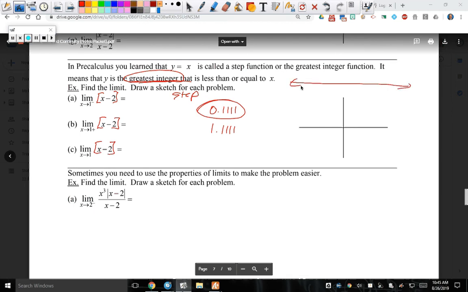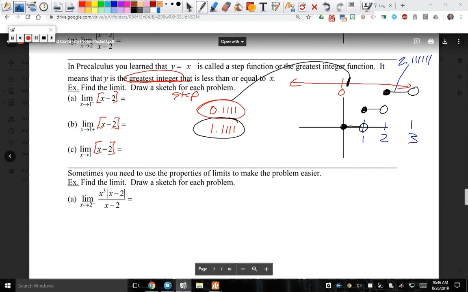On a number line, here's 0, and here's 0.1111111, real close to 0. What was the greatest integer that 0.1111111 used to be? 0. It used to be 0. What was the greatest integer that 1.1111 used to be? 1. So the graph will look like this. So this is 1, this is 2, and this is 3. Okay, you with me? For instance, let's try 2.111111. What was the greatest integer value that it used to be? It used to be 2.